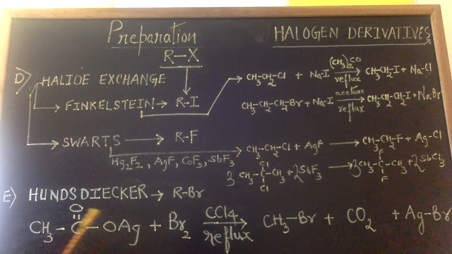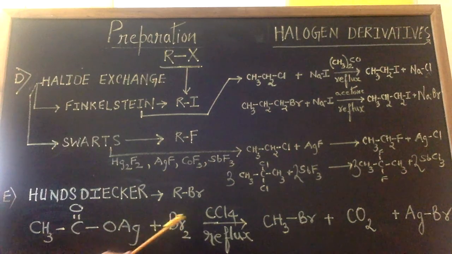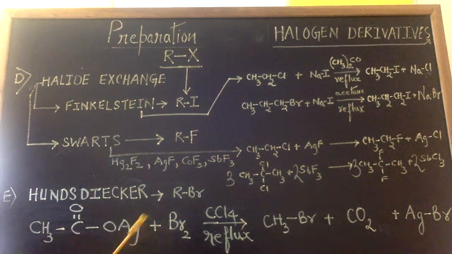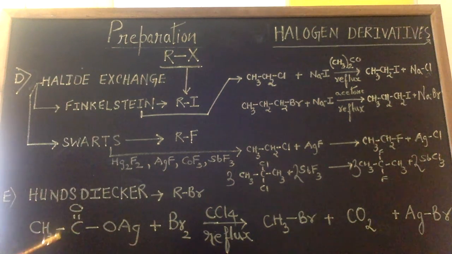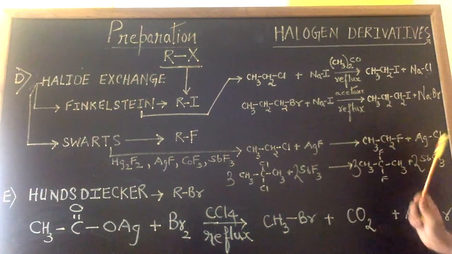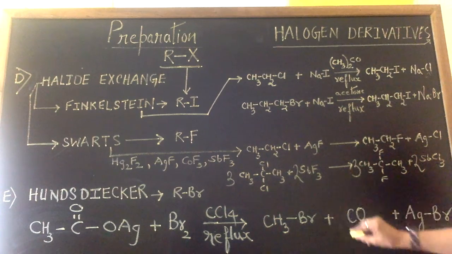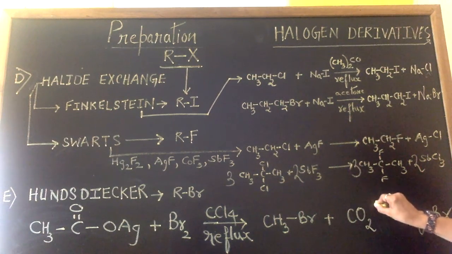When a silver salt of a carboxylic acid in carbon tetrachloride is refluxed with bromine, the silver salt of the carboxylic acid decomposes to give an alkyl bromide, carbon dioxide, and AgBr, silver bromide. Carbon dioxide, being gaseous, escapes.